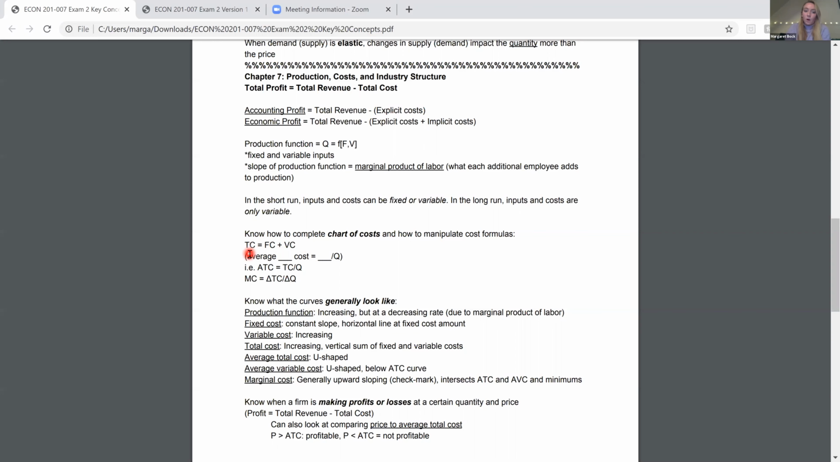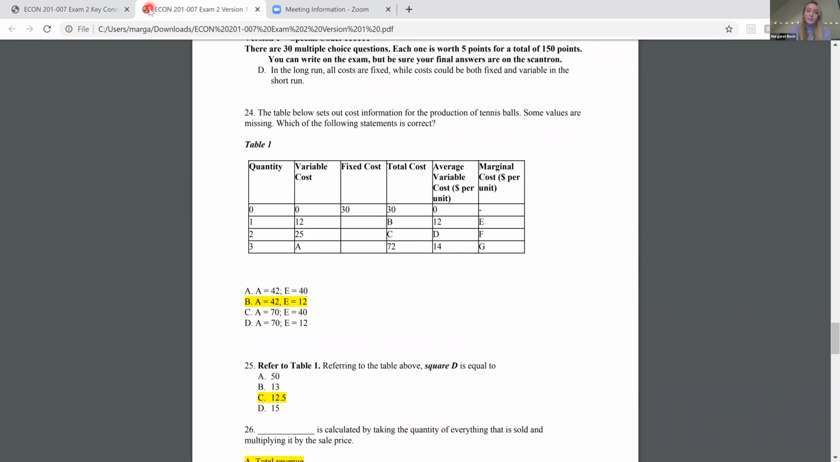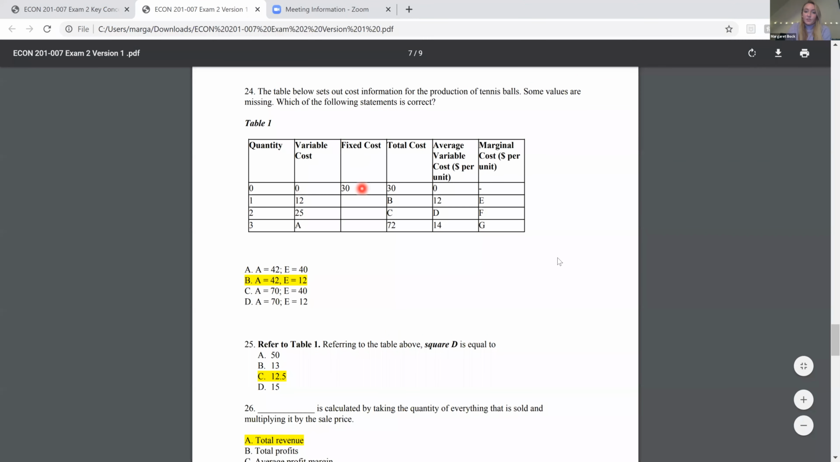You should know that total cost is equal to fixed cost plus variable cost. Anytime you need to take the average of whatever cost, for example, here I have average total cost is just total cost divided by quantity. And then the marginal cost, which is the one that is a little bit different from the others, is the change in total cost given a change in quantity. So knowing all these little equations, we can attempt to start filling out this chart here.